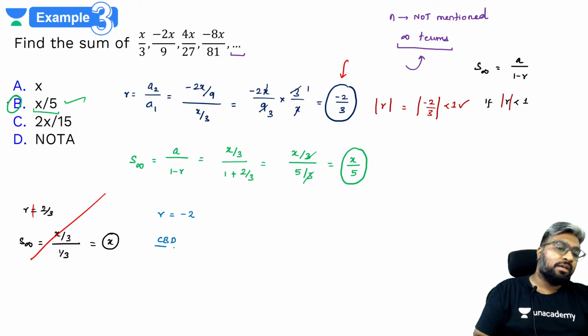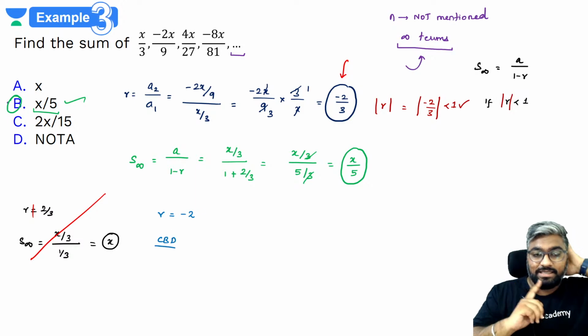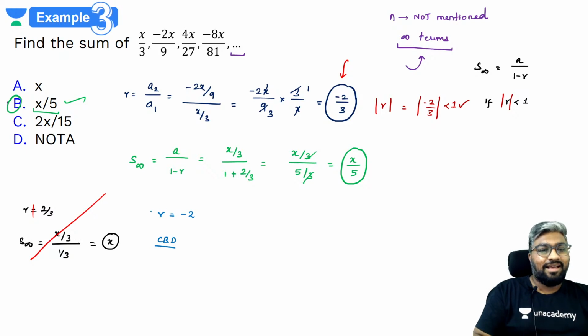Why? Because then the GP will be a mix of increasing and decreasing, right guys? At r equal to minus 2, the GP's modulus increases while the sign alternates. So there is no sure way of finding out the sum, and the sum of infinite terms would have been cannot be determined. The sum of n terms could be found if they gave the value of n, like the first 5 terms or first 10 terms. Understood?